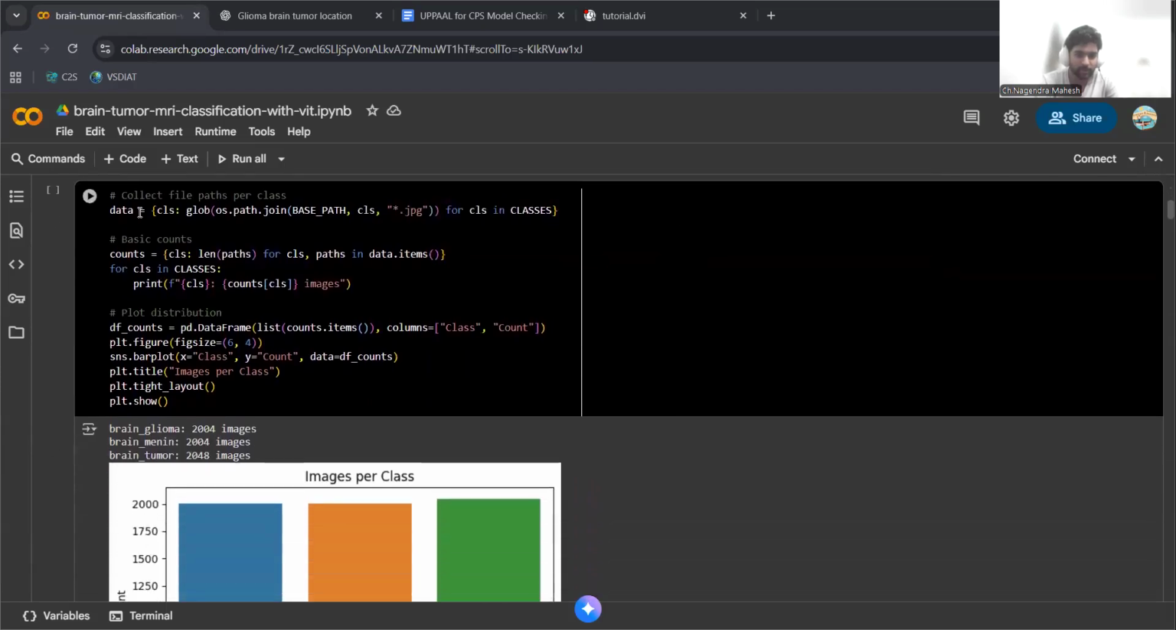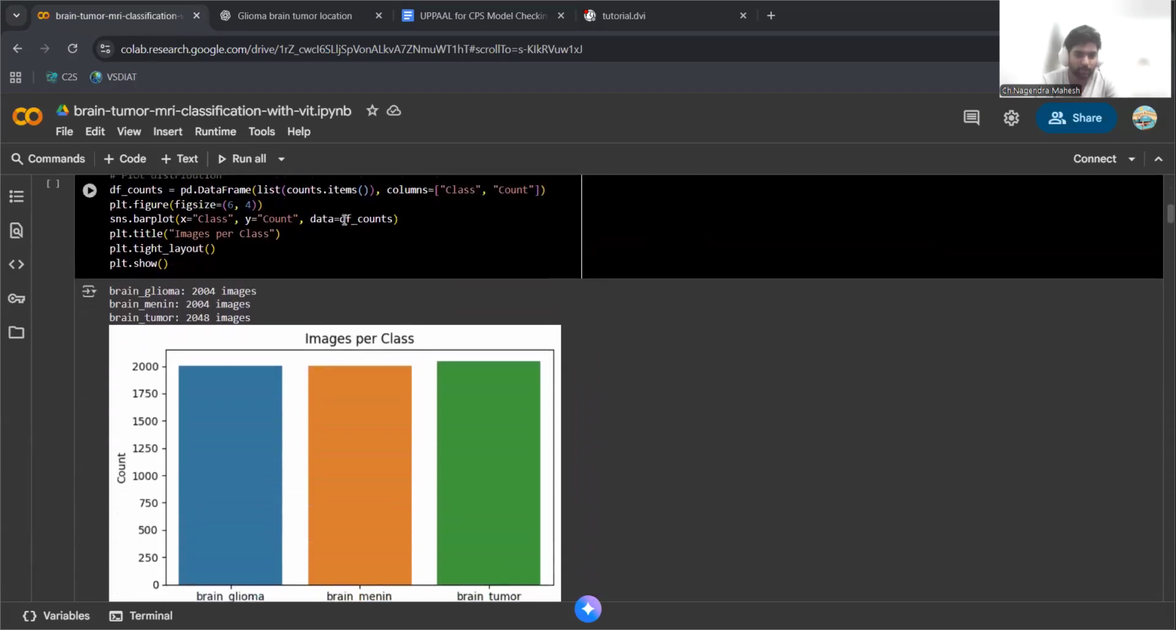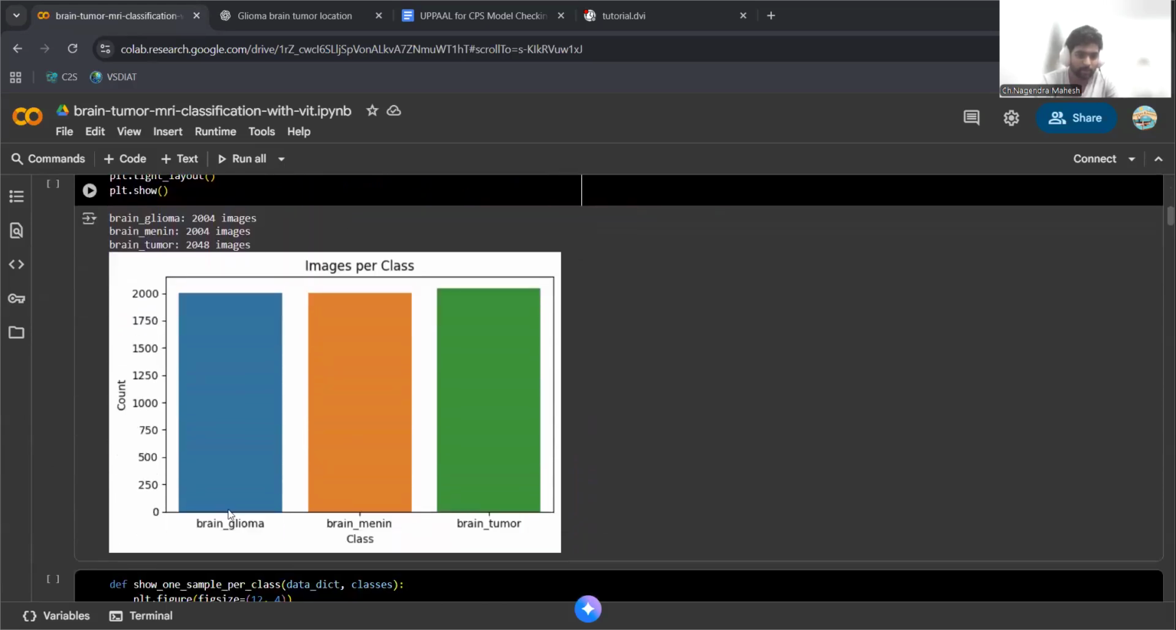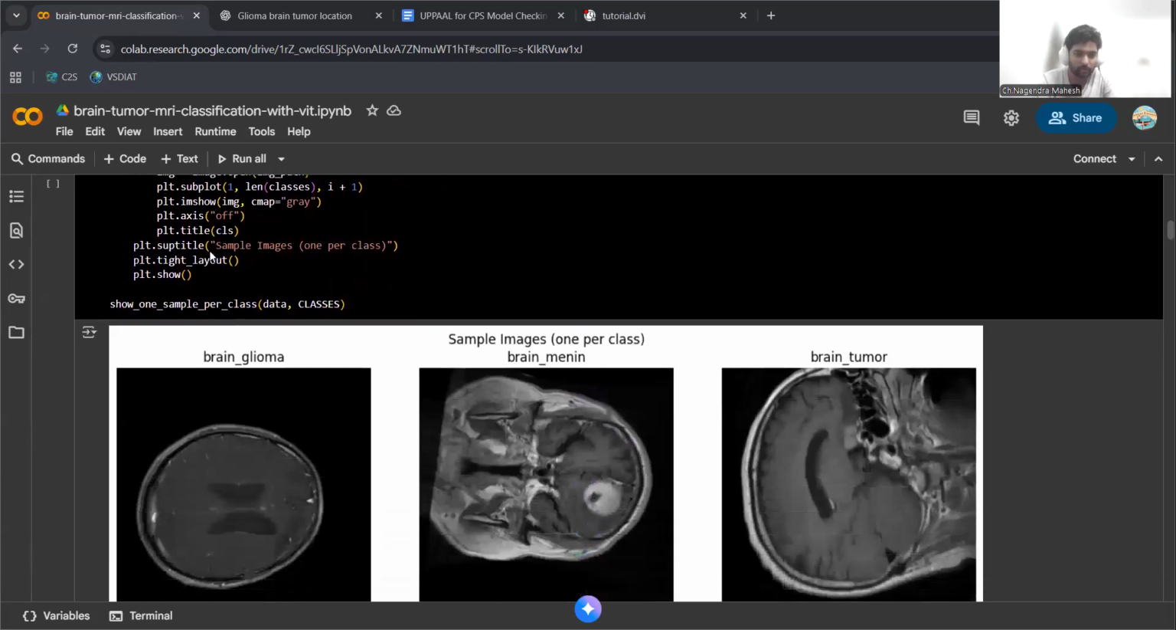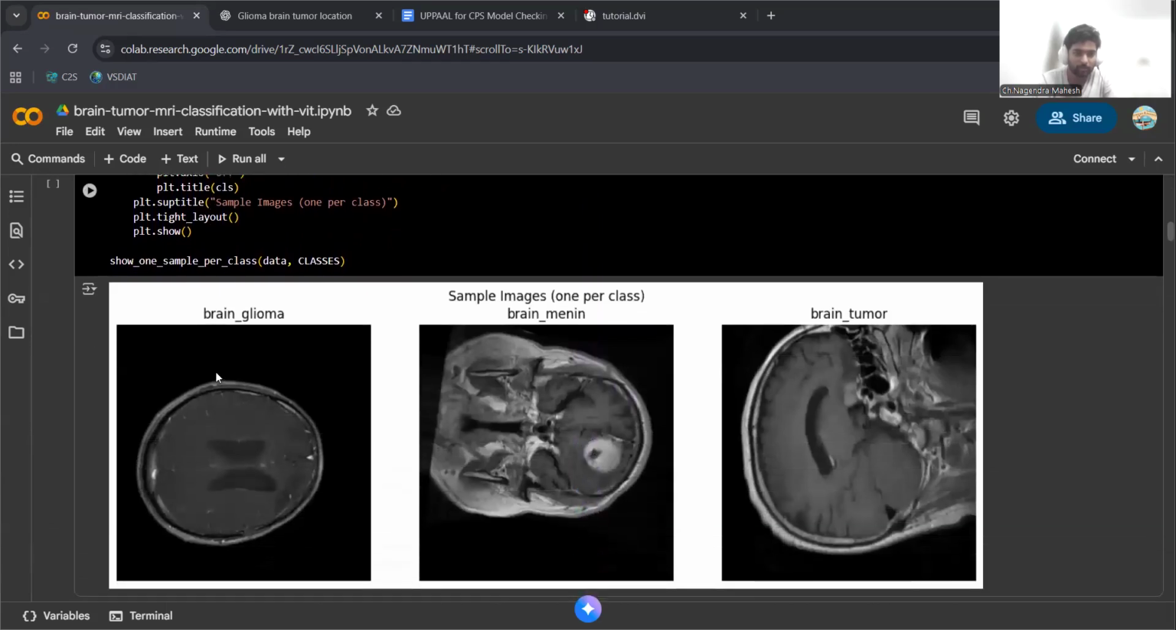This is the dataset we have imported from Kaggle. So, the number of images per class: this is the glioma brain tumor, it has 2004 images. And this is the meningioma brain tumor, it has 2004. And the pituitary gland tumor has 2000. All are roughly equal datasets. So this is how each tumor will be represented in an MRI scan. This is glioma, this is meningioma, and this is pituitary gland.